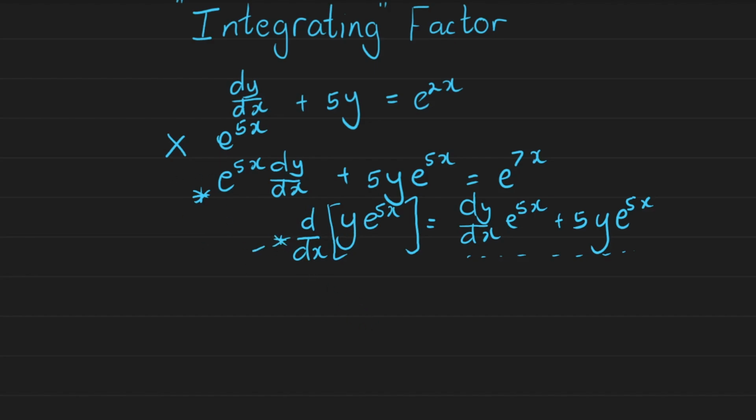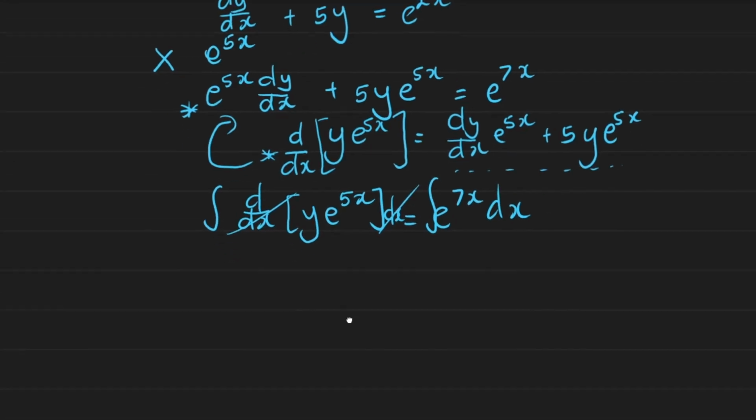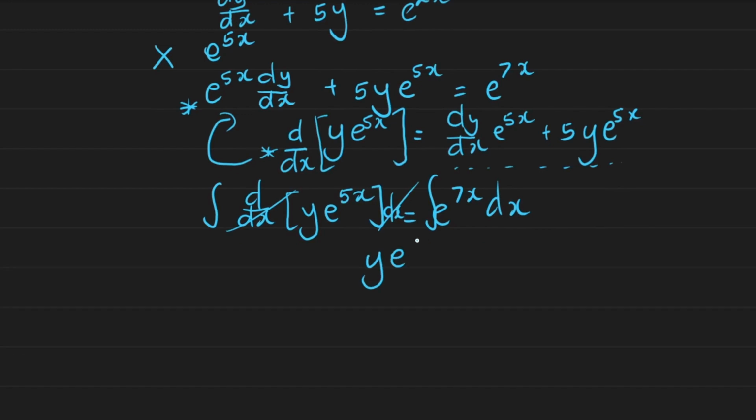So let me just substitute that in the differential equation. So d/dx of y e^(5x) is equal to e^(7x). Now I integrate both sides with respect to x. Lo and behold, on the left-hand side, I'm simply left with y times e^(5x). And this is equal to, if I integrate e^(7x), I get 1/7 e^(7x) plus some kind of constant.